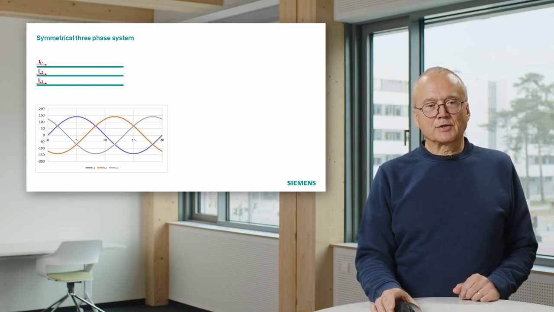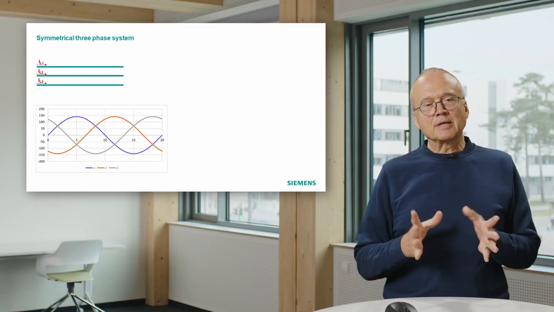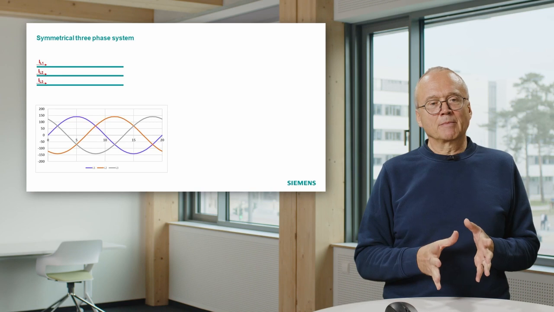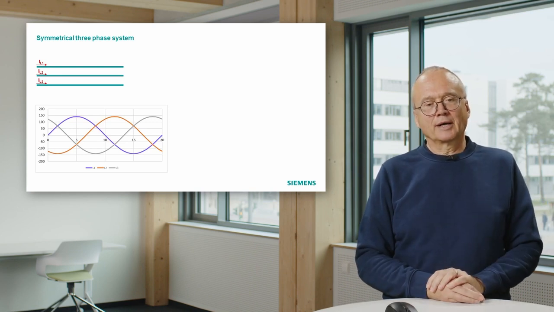The purple sine wave starts at zero with a zero crossing. The orange sine wave has its zero crossing nearly 7 milliseconds later. That is a phase shift of 120 degrees. And the gray curve has its zero crossing another 120 degrees later. That means these three currents in a symmetrical three-phase system have a phase shift of 120 degrees between them.